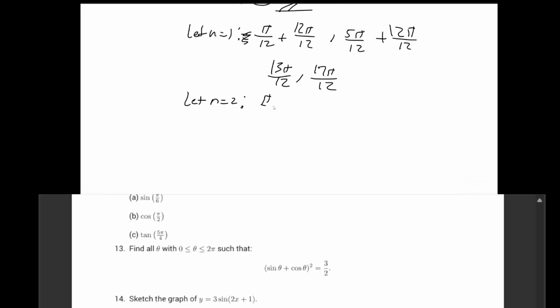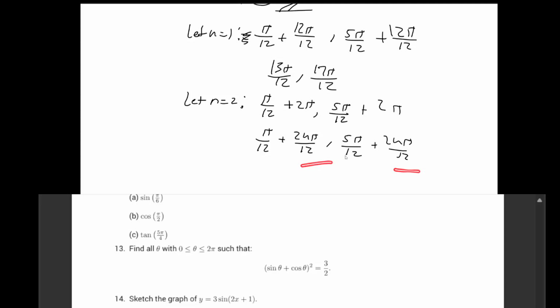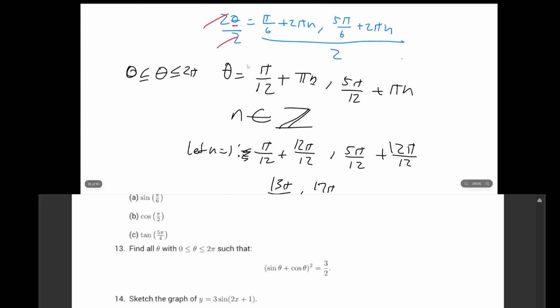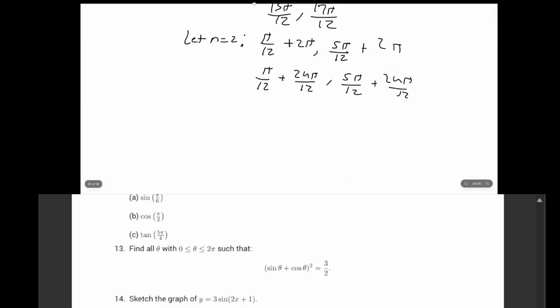So we do pi over 12 plus 2 pi, comma, 5 pi over 12 plus 2 pi. This would then be pi over 12 plus 24 pi over 12, and then 5 pi over 12 plus 24 pi over 12. We're exceeding 2 pi by adding the pi over 12 and 5 pi over 12, which are literally our solutions. So obviously, our solution set here would be theta equals pi over 12, 5 pi over 12, and the additional 13 pi over 12 and 17 pi over 12.